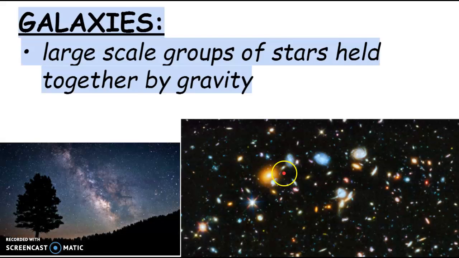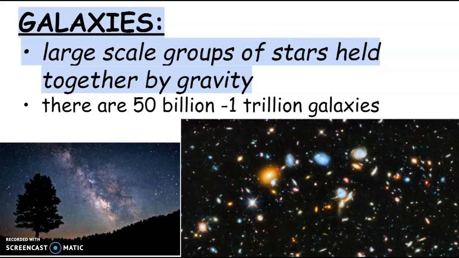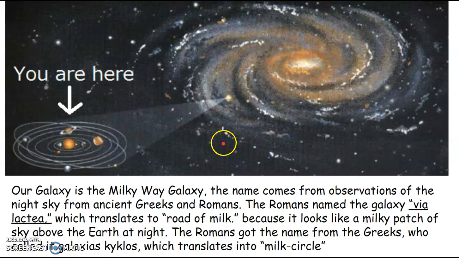Now, a galaxy is a large group of stars held together by gravity. And when we say a large group of stars, we're talking on the neighborhood of 100 trillion stars. And so this is not just a small group, but this is a massive amount of stars. It's estimated that there's somewhere between 1 billion and 1 trillion galaxies out there. So there's plenty of galaxies.